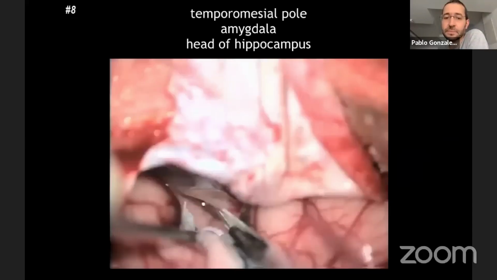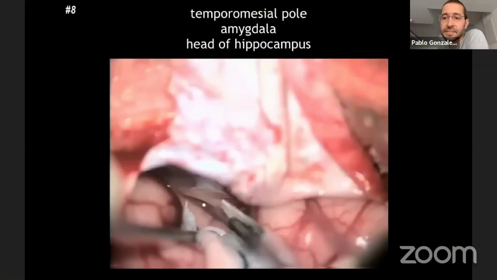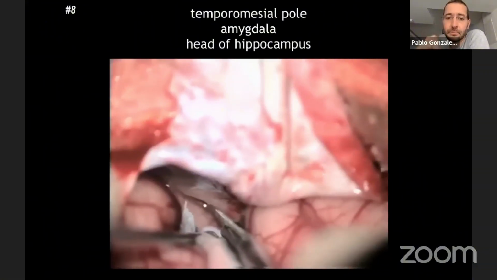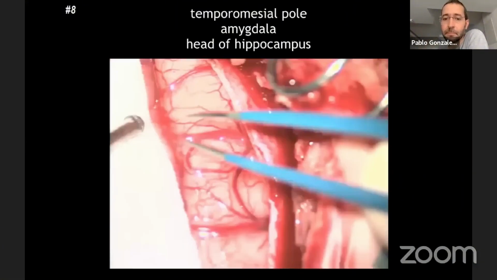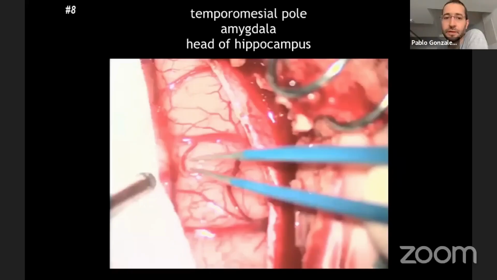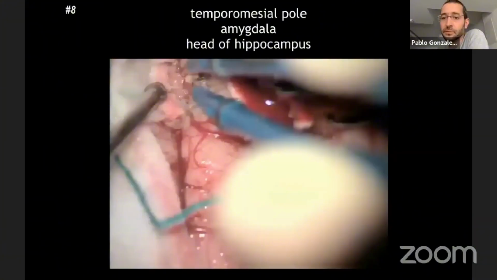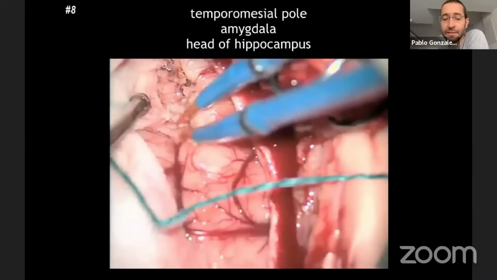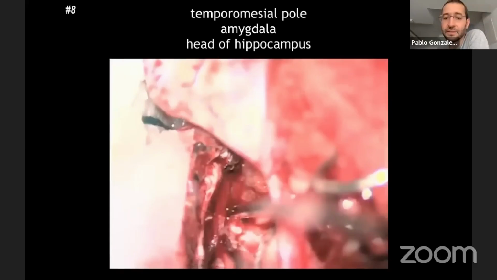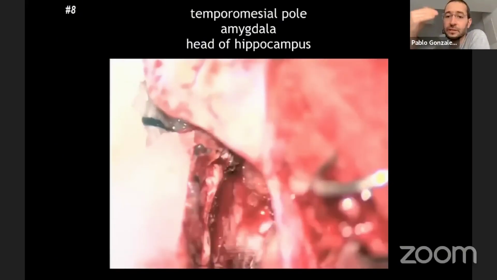So after splitting a little bit the fissure and releasing some CSF, I go through the temporal pole. I do a transplanum polare approach through the superior temporal sulcus. So once we go deep there, we will reach the medial aspect, the lateral aspect of the cavernous sinus wall. And that means that we remove the most anterior part of that tumor.